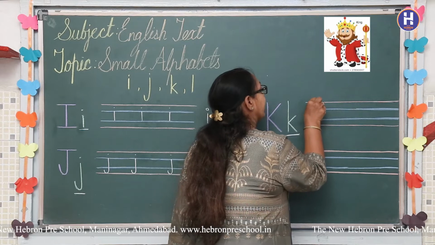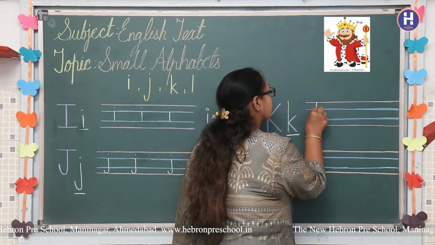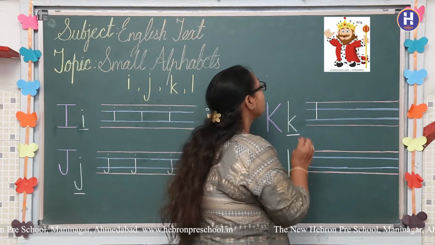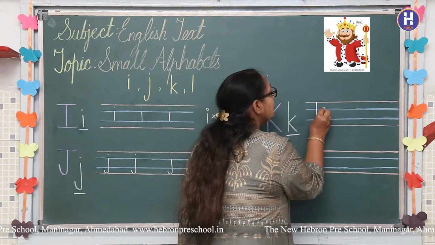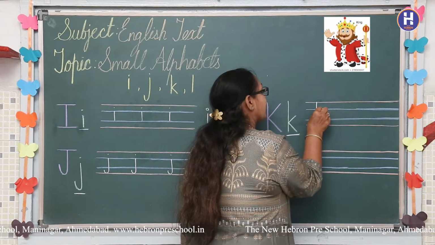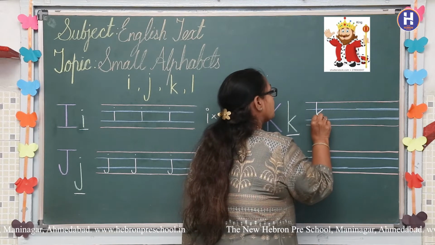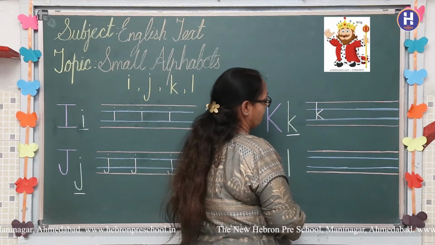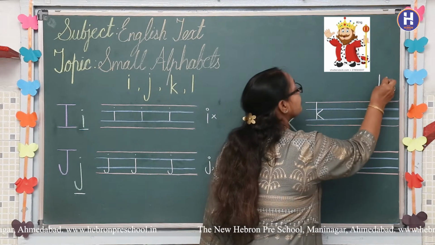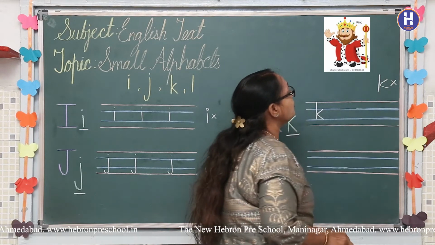How will you write K? Start from the red line, red to second blue line. You have to make a standing line. Now stop here, lift your pencil and now you have to make two slanting lines between two blue lines. This is a small K. If you write K like this, if you make a standing line and then a V, it will be wrong. You don't have to do this.